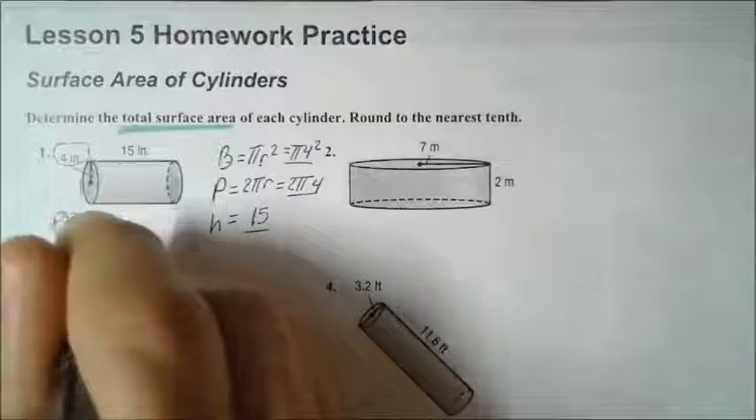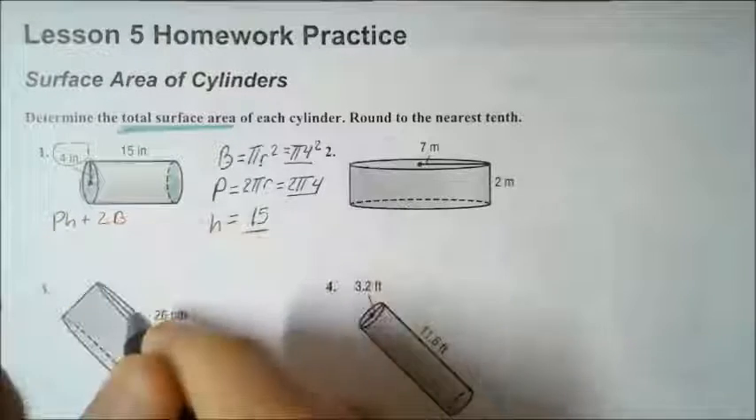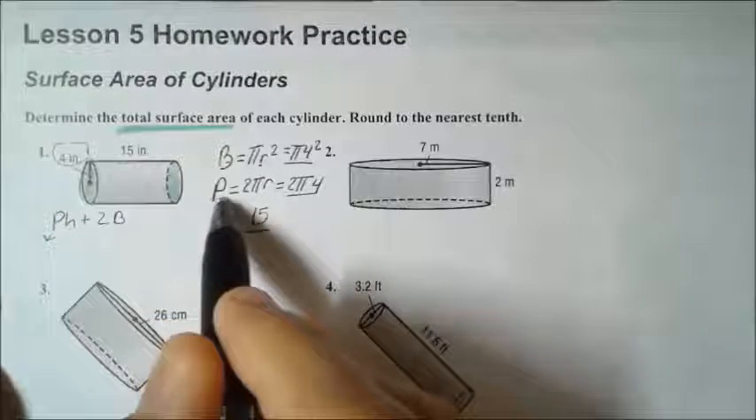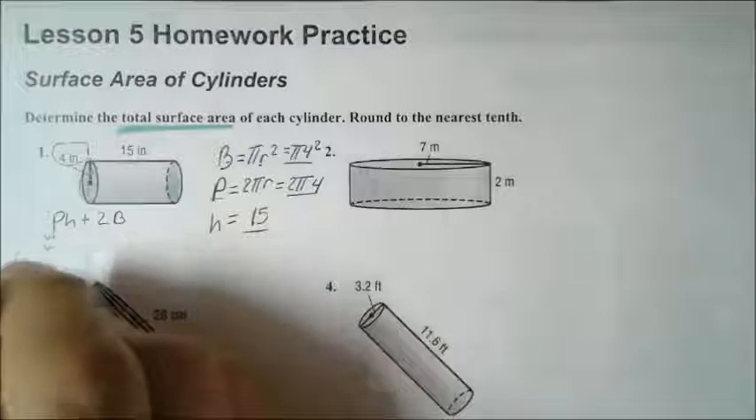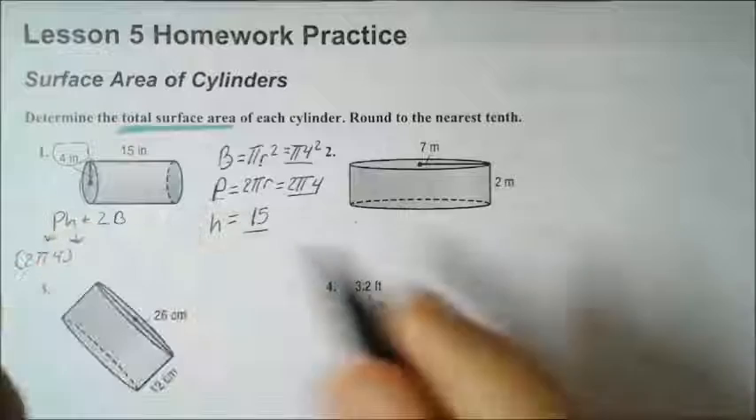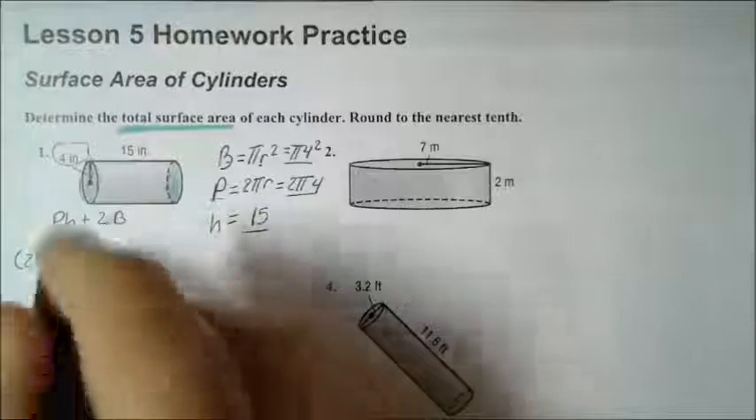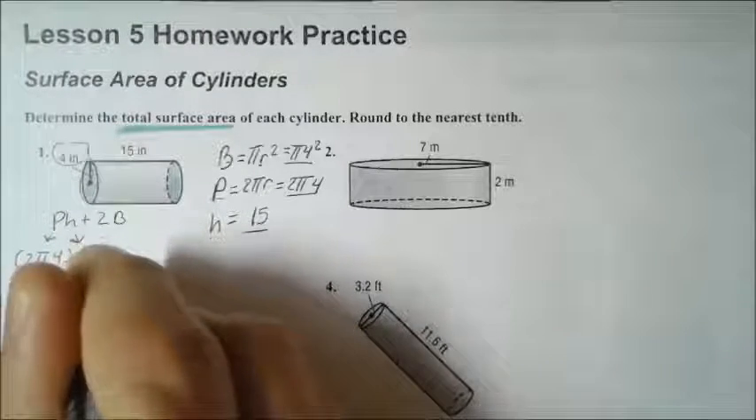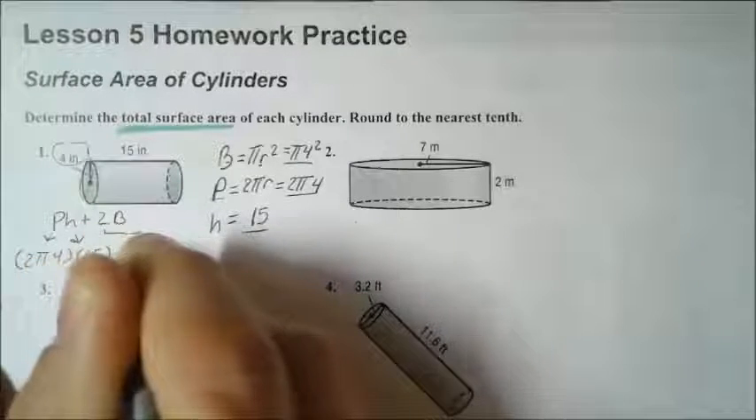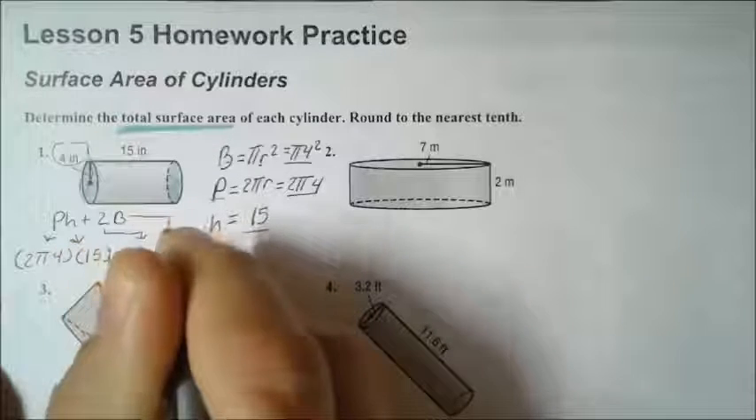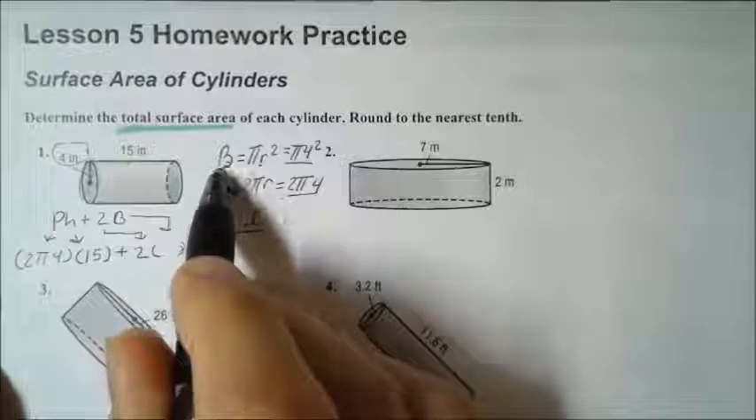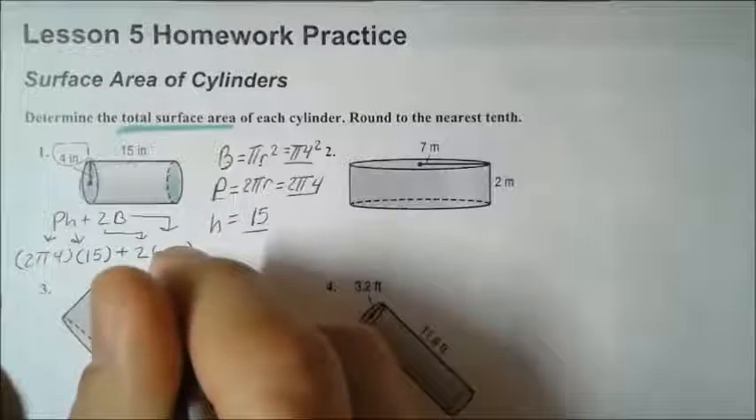We have pH plus 2B. So for P, I'm going to put in what I have for P, which is 2 pi 4. For my H, that height was 15, so I'm going to put another parenthesis and put a 15. Then I put my plus sign and bring down my 2. And now I just need to put in my big B, because it's 2 times the area of the base. And my big B, which is the area of the base, is pi 4 squared.